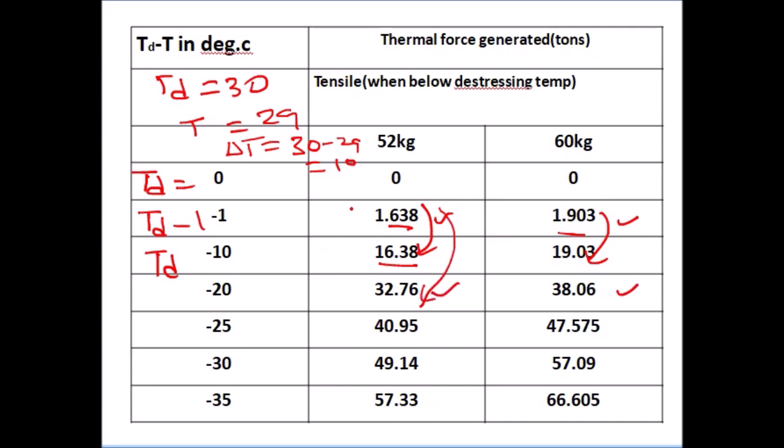So here also what we observed, as temperature is falling below TD, tensile forces developed in the rail also increasing. Okay, so you have seen this like this, right? So when temperature is increasing, compressive forces are increasing. When temperature is falling below TD, tensile forces are increasing. That's what you have seen. So now you can calculate compressive forces and tensile forces developed in rail at any temperature, right?